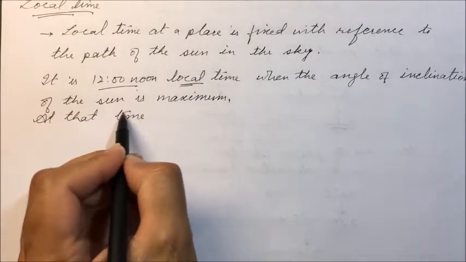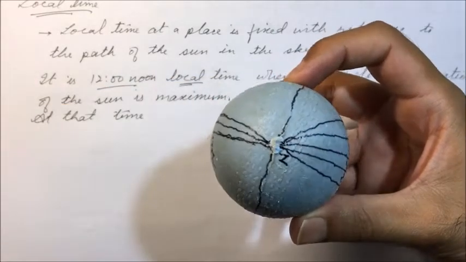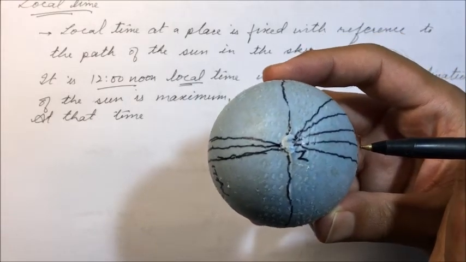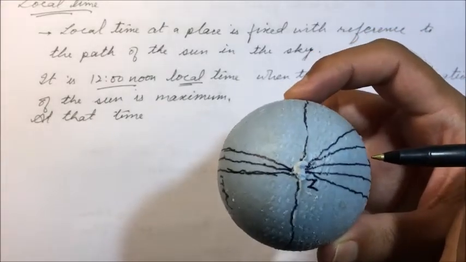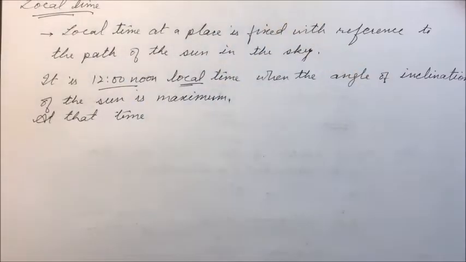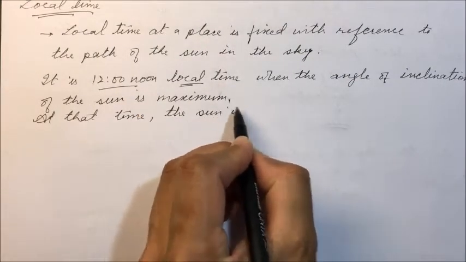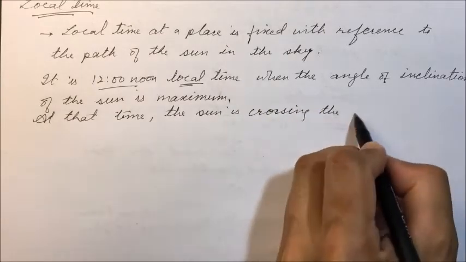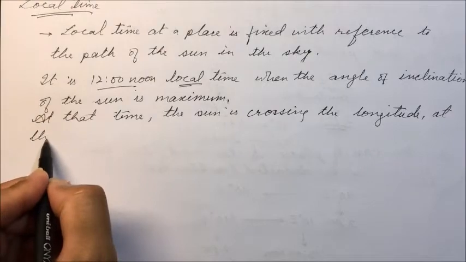Now at that time, what is happening? The sun is crossing the longitude at that point. For example, here the sun is making some angle. Now it is becoming more overhead. Now it will be crossing the longitude. So at that time, the sun is crossing the longitude.